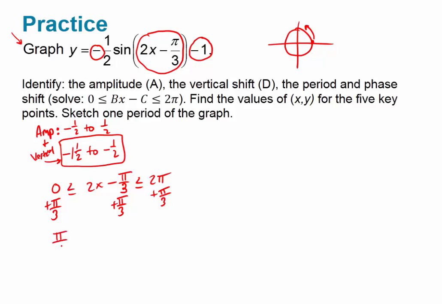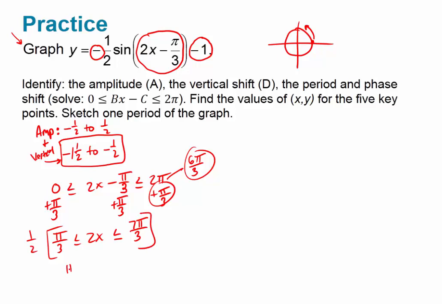So that would be pi/3 less than or equal to 2x less than or equal to, well, let's figure out what that is. That's going to be 6 pi/3. Yep, if I divide that, it'll give me 2 pi. So I'm taking that and adding it to the pi/3 to give us 7 pi/3. All right, to get rid of the 2, I'm going to multiply everything by 1/2. So pi/6 less than or equal to x less than or equal to 7 pi/6.